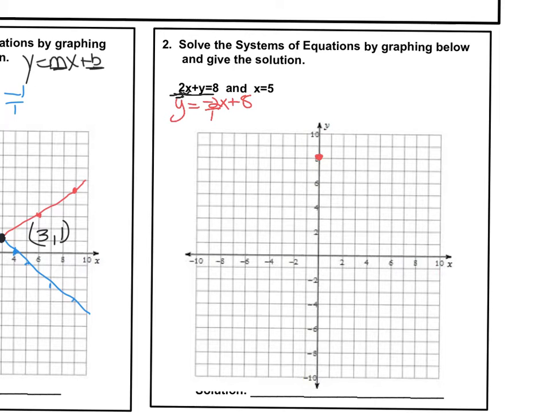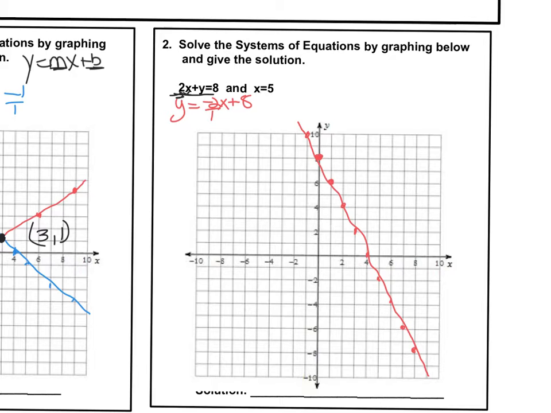So I go down 2 to the right 1, down 2 to the right 1, and I'm going to continue this line on out by doing my slope, down 2 to the right 1. And so here's your line.